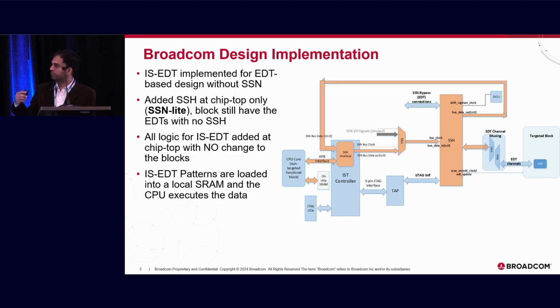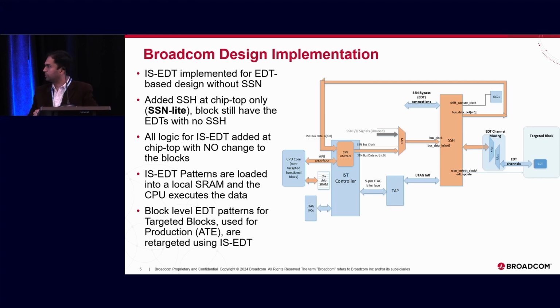So the way the data flows is we load the data in the on-chip SRAM through some external interface. That external interface can be SPI for the lowest speed, or PCI controller, or USB, whatever it is, based on your design. You can load the IS-EDT pattern in the on-chip SRAM. The CPU reads it from there and puts it on the APB interface of the IST controller. From there, it controls the SSH, which in turn controls the EDT channel muxing, and it drives the data into the EDTs of the targeted block.